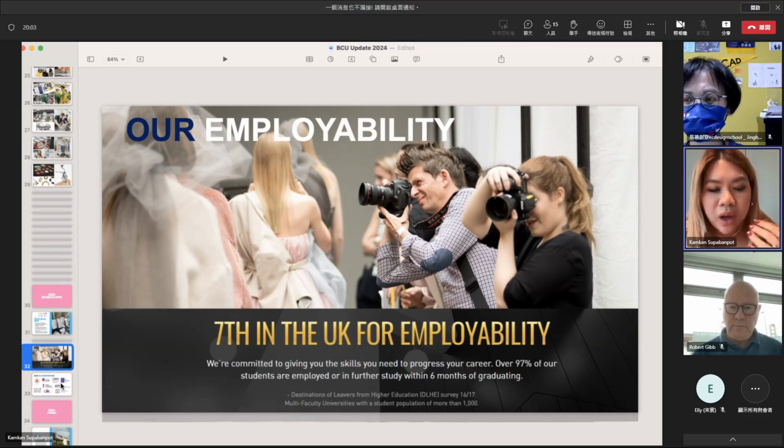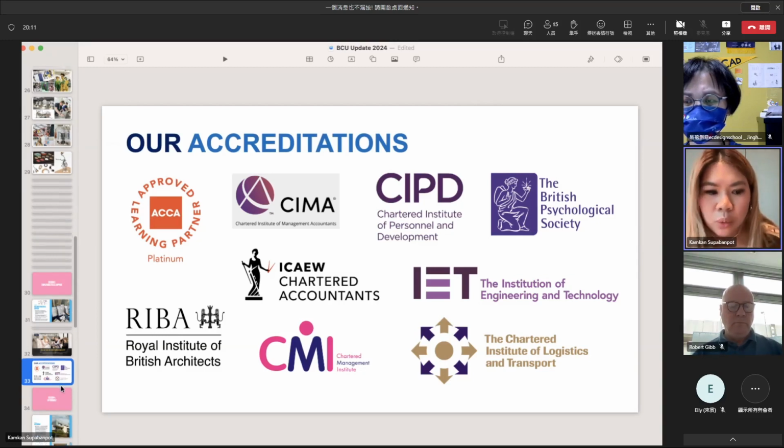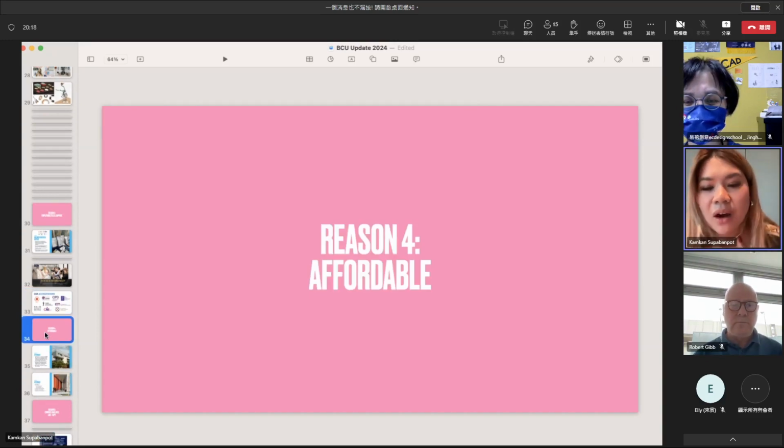On top of that, we also have a lot of accreditations across the university, not only in art and design as well. So whatever course you want to get into, we make sure that we have accreditations for that. Now, reason number 4 is also the affordability of Birmingham.